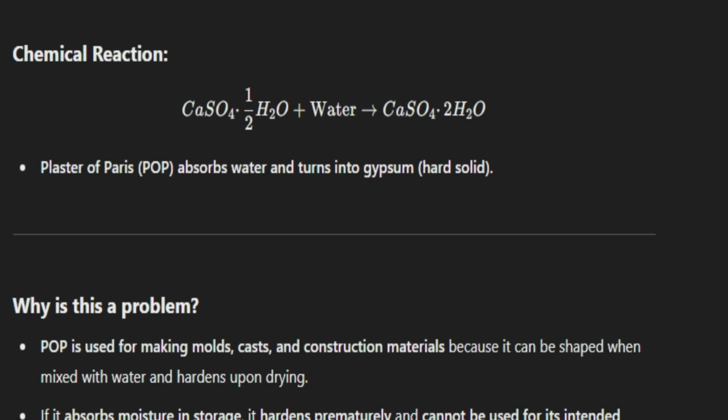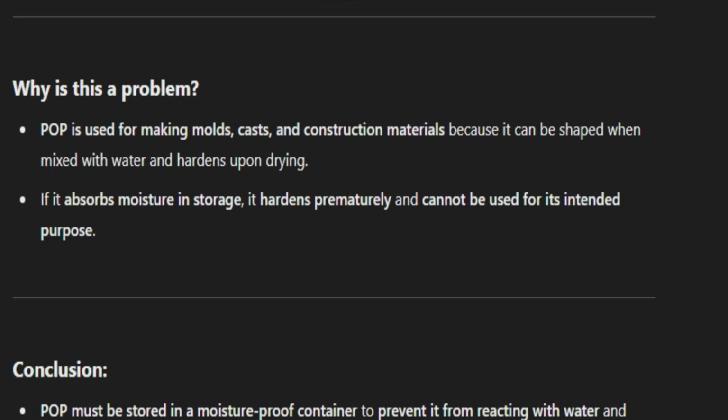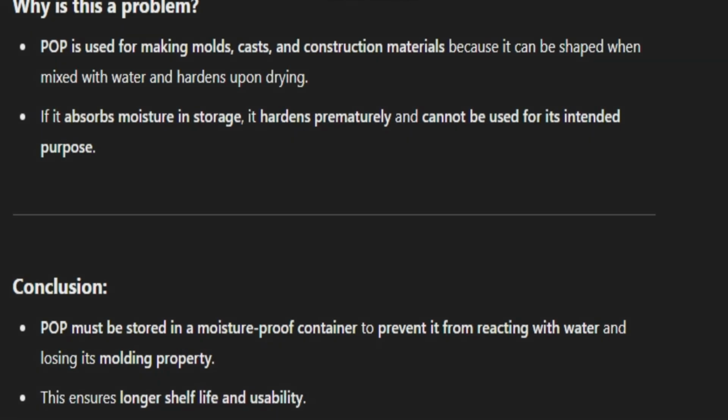POP is used for making molds, casts, and construction materials because it can be shaped when mixed with water and hardens upon drying. If it absorbs moisture in storage, it hardens prematurely and cannot be used for its intended purpose. Conclusion. POP must be stored in a moisture-proof container to prevent it from reacting with water and losing its molding property. This ensures longer shelf life and usability.